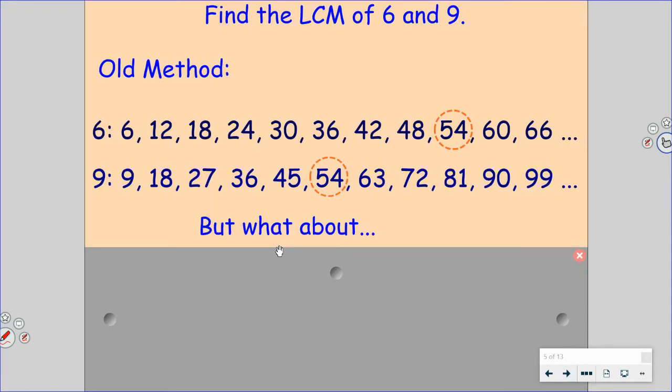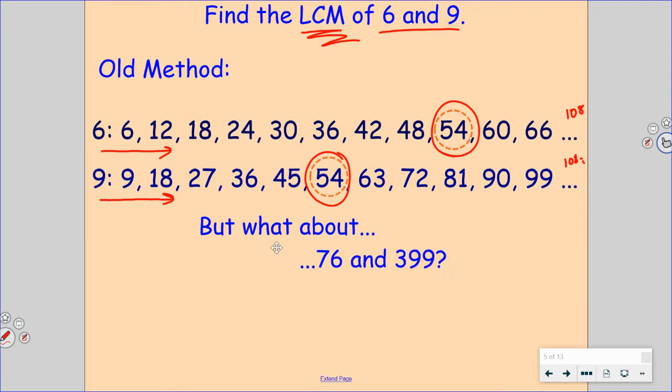All right. Once upon a time, back in the days of old, if you were asked to find the least common multiple of 6 and 9, you would have to sit there and list out all the multiples of 6 and all the multiples of 9 until you found one or more common multiples. In this case, the least common multiple would be 54. Now, of course, if numbers go on forever, eventually you'll come up with others, and others, and still others. Now, that's a fine method for numbers that are small or for numbers that have a small least common multiple. But what if instead of 6 and 9, you were looking for 76 and 399? Yeah, not so great of a method.